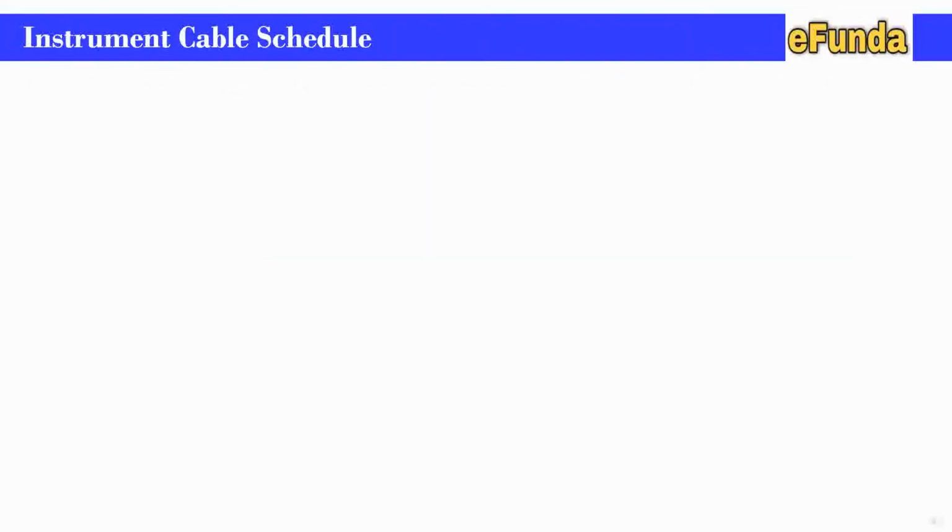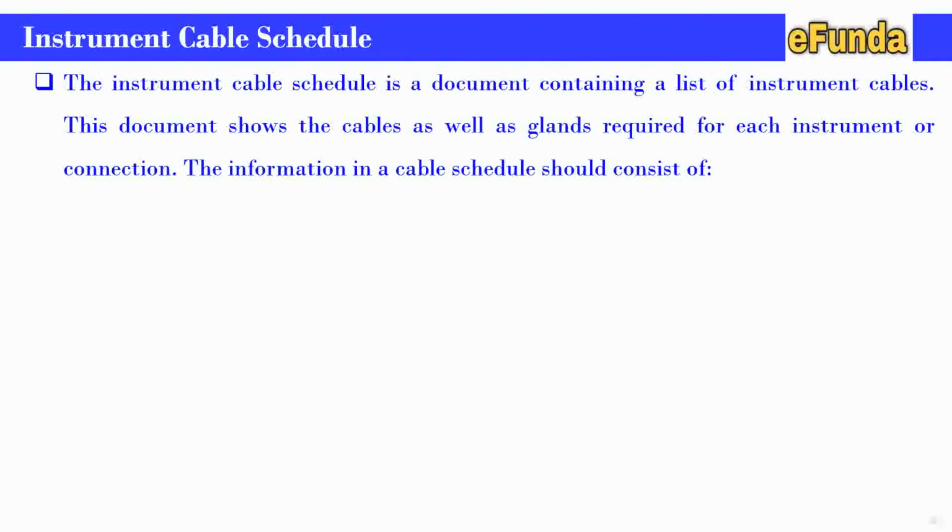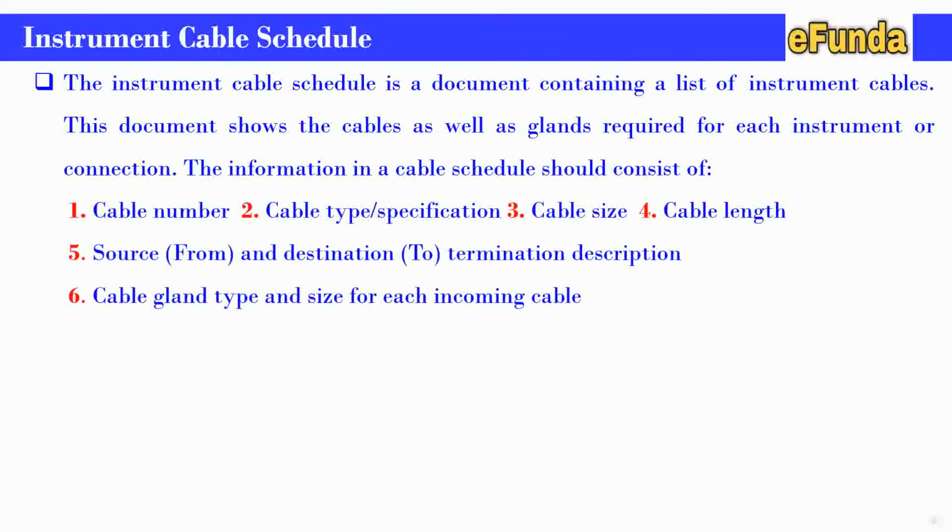Instrument cable schedule. This instrument cable schedule is a document containing a list of instrument cable. This document shows the cable as well as the glands required for each instrument or connection. The information in the cable schedule should consist of 1. Cable number, 2. Cable type specification, 3.